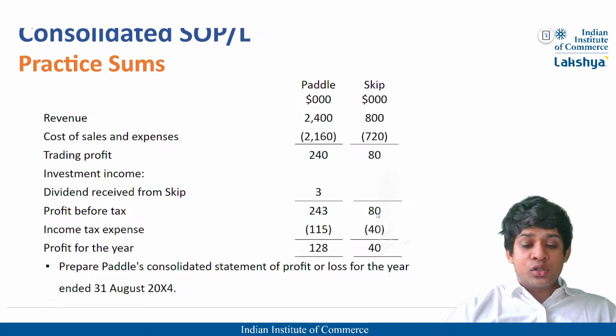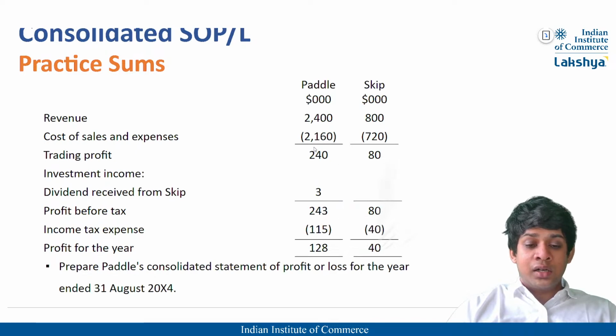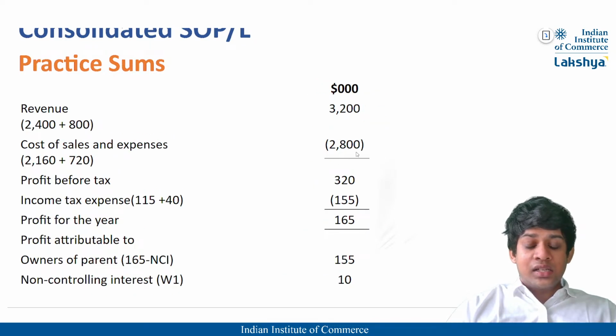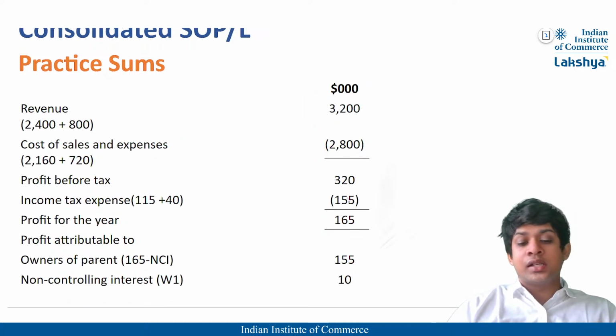So the profit before tax is thus 243 and 80, but 3 will be subtracted, so these should be 240 and 80, correct? Income tax expense will remain the same and profit for the year will also remain the same. Okay, so everything is just the same. Revenue is just simply added, 2400 plus 800, 2160 plus 720, that is 2800. Then we get our profit before tax. As you can see here, investment income is stated nowhere. That $3 of investment income is missing because it is actually eliminated. That is not an actual income generated by the Paddle company if consolidated financial statements are considered.